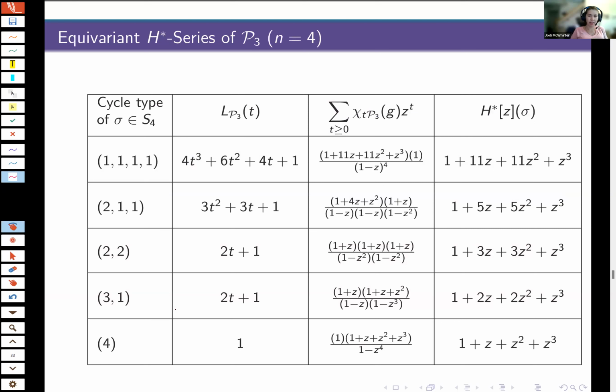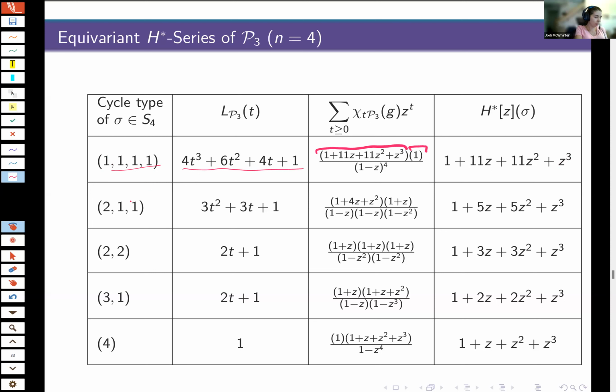So what does that look like? Here's a nice little table for the n equals 4 case. For n equals 4, we're looking at S4. There are 5 cycle types, or 5 permutation options with different cycle types. This first one is the identity, and again, this right here is my whole Ehrhart polynomial. My numerator on the left is just the normal Eulerian polynomial. I'm multiplying just by 1 because I don't have anything else to contribute. So the contribution to the equivariant H-star series is just that Eulerian polynomial.